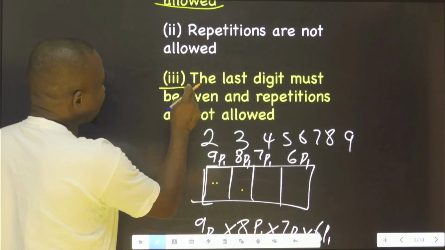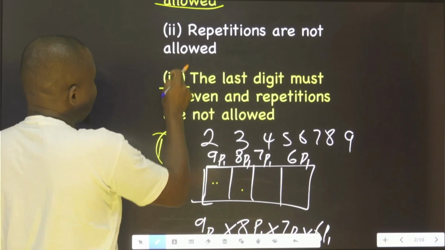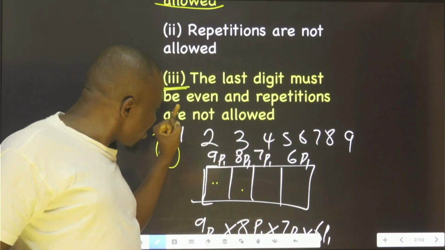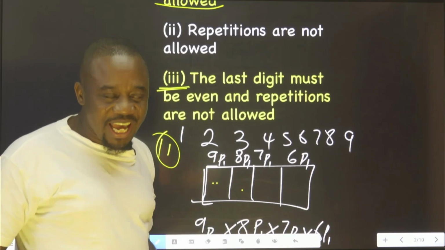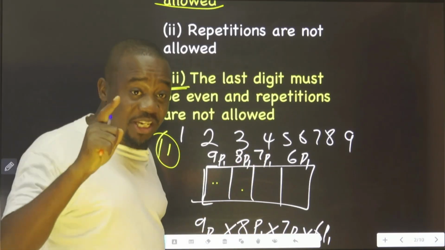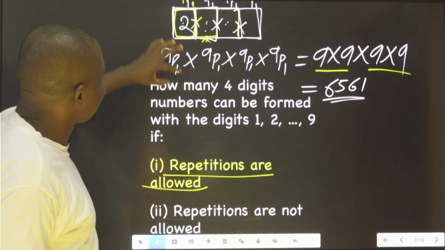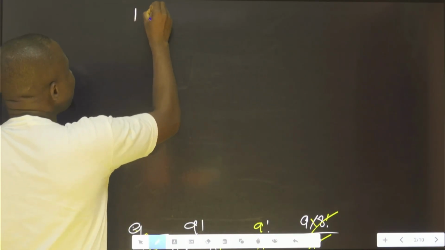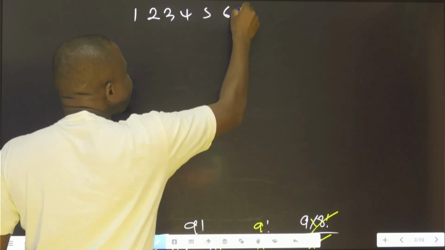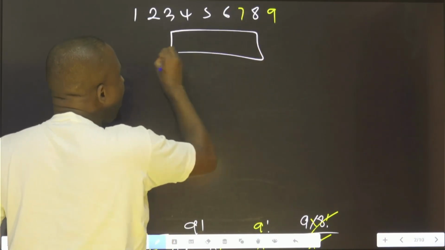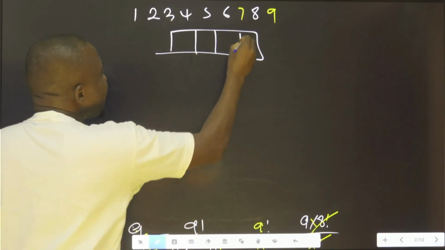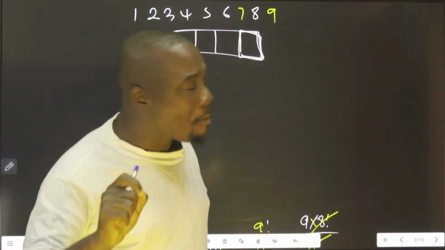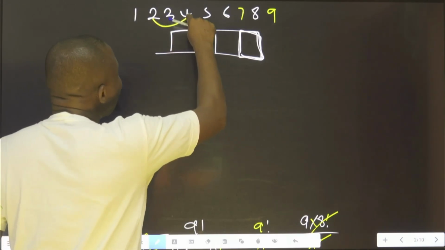Now this last one, because this is the second one, this last one says the last digit must be even and repetitions are not allowed. Okay? The last must be even and repetitions are not allowed. Let's look at that. See? 1, 2, 3, 4, 5, 6, 7, 8, 9. There are 4 positions. Okay? This last position, only even numbers can compete for it. These are the even numbers.